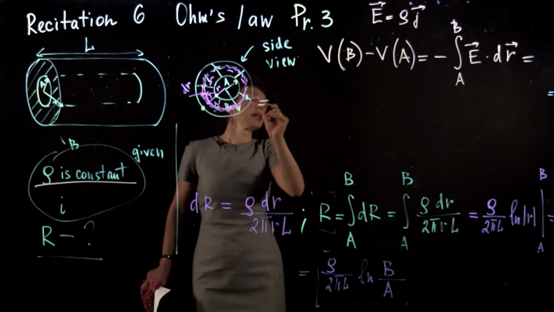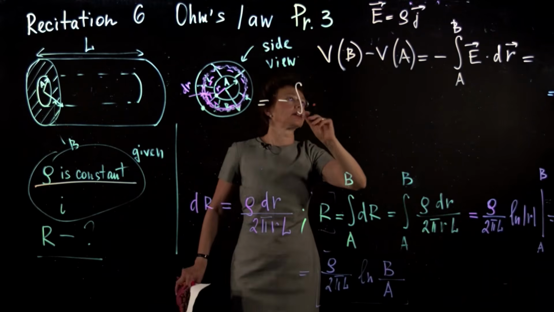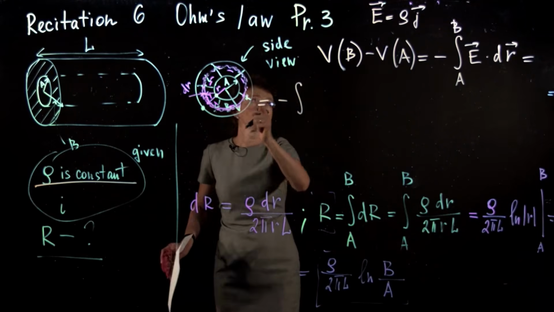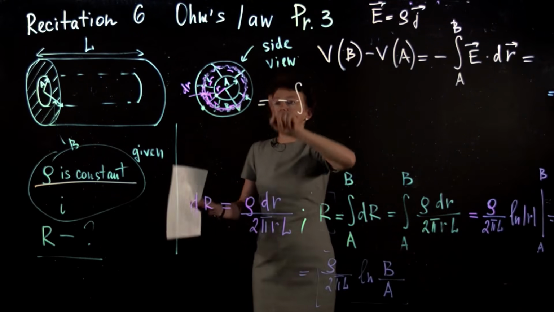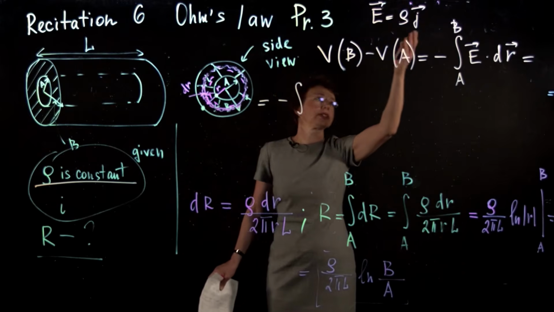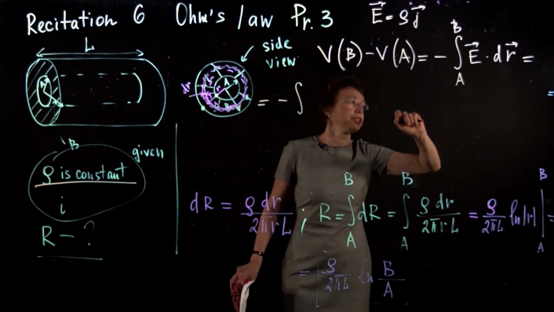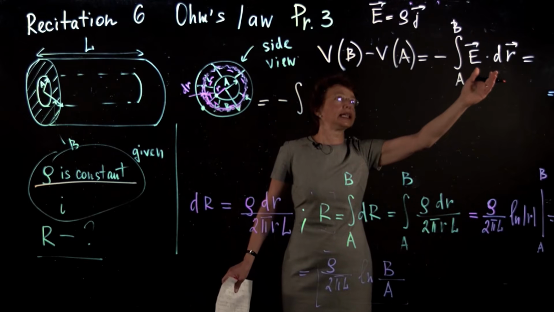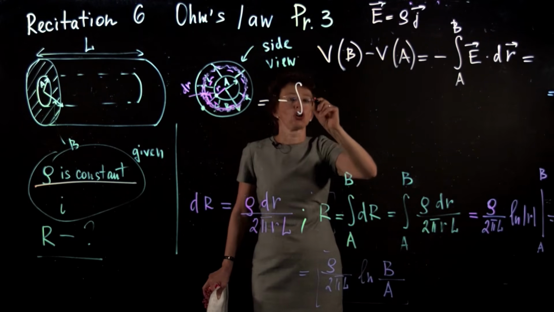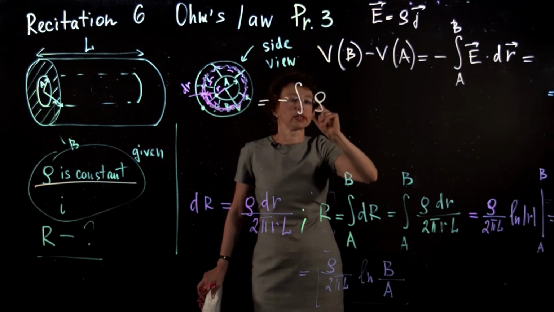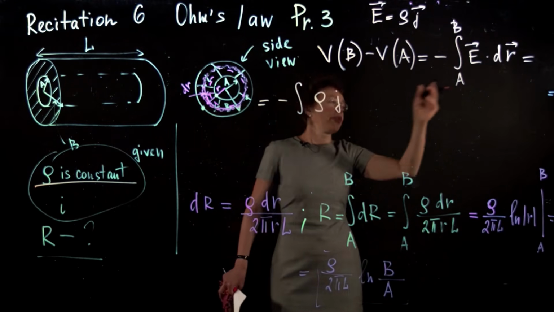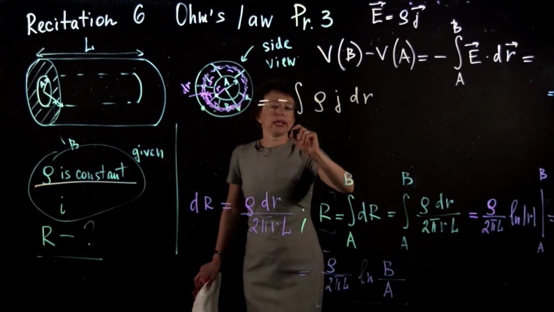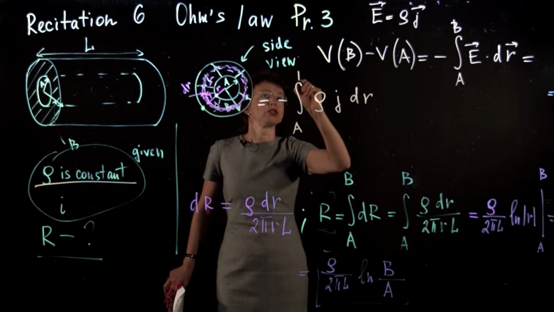We keep going. So it is minus the integral. The current is in the radial direction, then J is in the radial direction. The electric field is in the radial direction. So E dot dr is just the product E times dr. And E is rho that is given, times J, and then dr. The limits are from A to B.